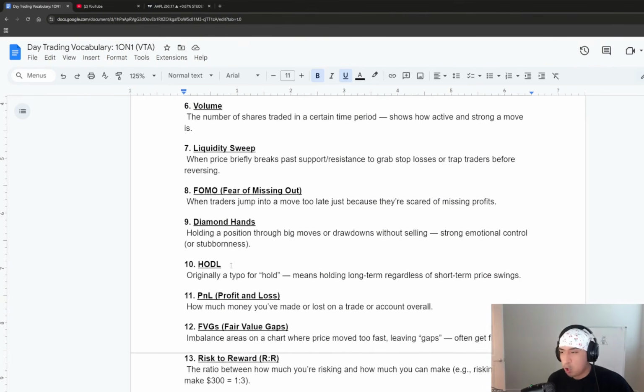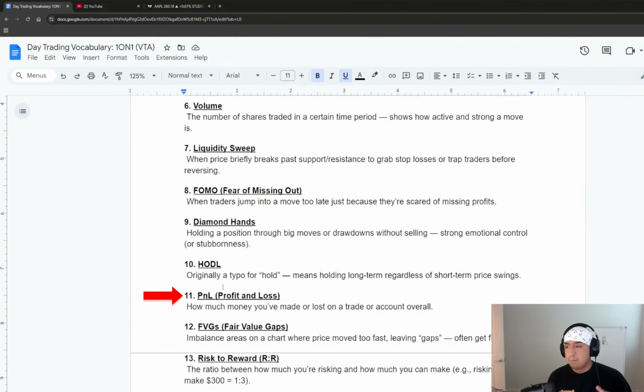Number 10, HODL, which is hold, right? Originally a typo for hold, because they just switched the L and the D, but it means holding long term regardless of short term price swings. So you're just holding, right? You're holding through the wave, through the storm, through the ups and downs, because you believe the direction that you have set is going to hit, right?